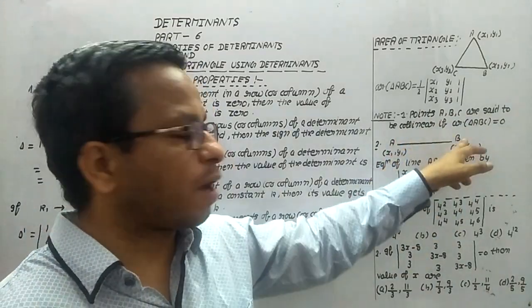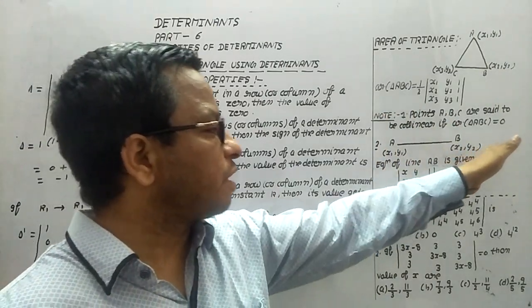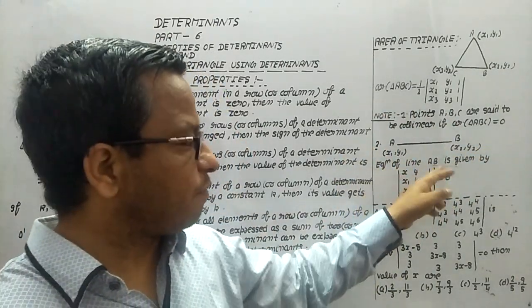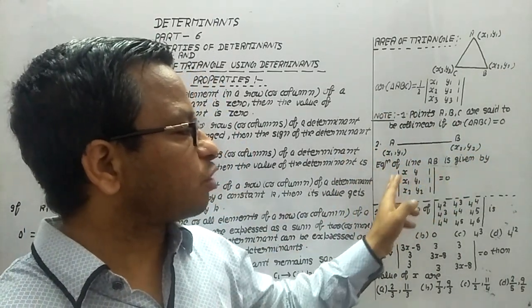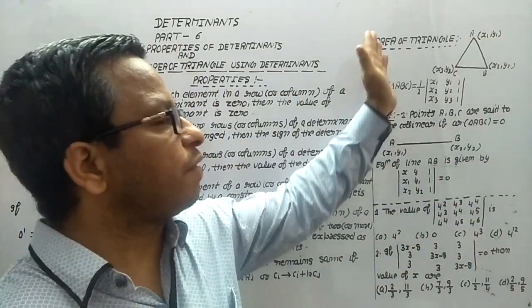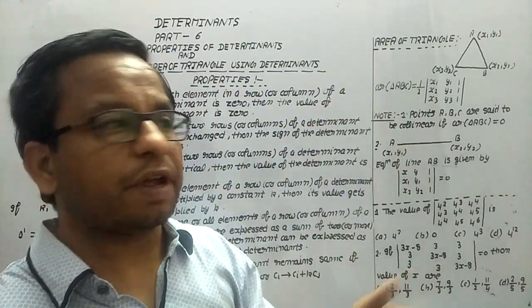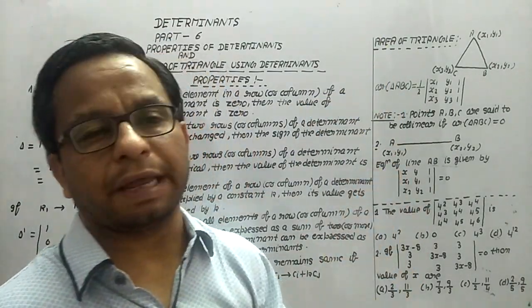Now, if we have 2 points x1 y1, x2 y2, then the equation of the line is given in this format: x y 1, x1 y1 1, x2 y2 1 is equal to 0. So these points we will use when we have to find the area of a triangle or when we have to find the equation of a line.